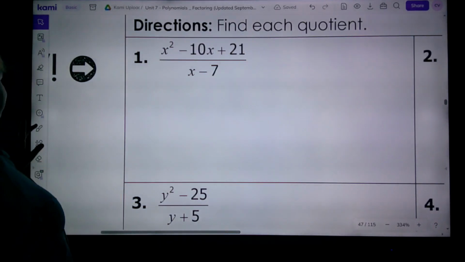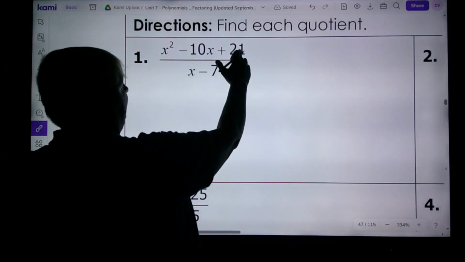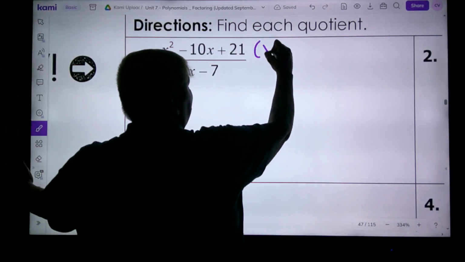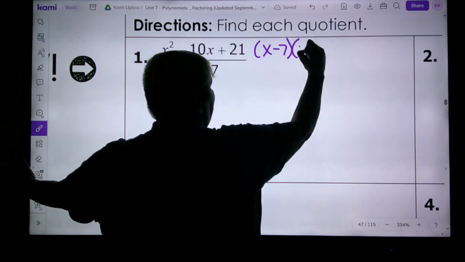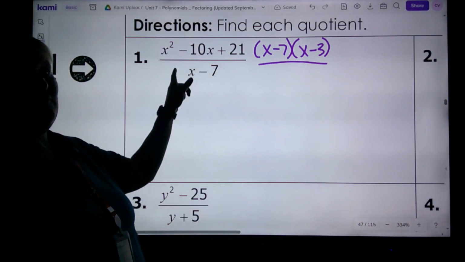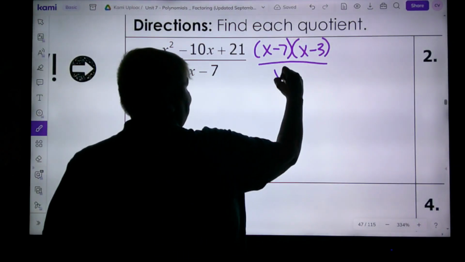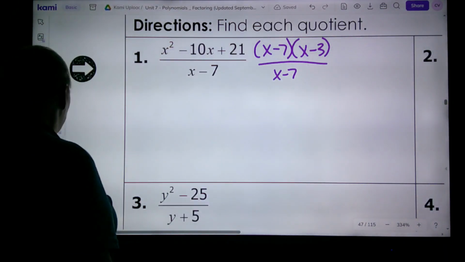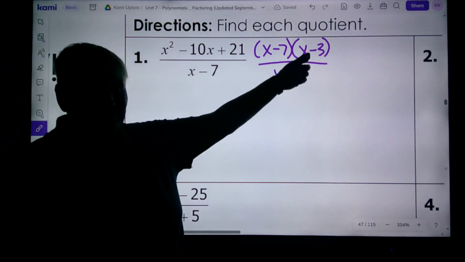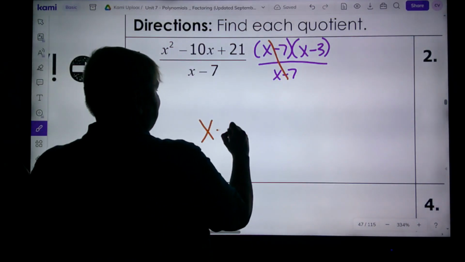Okay, so first you have to factor each one. Again, figuring out which method is appropriate. 7 times 3 is 21. We need them both to be negative. X minus 7, x minus 3. Hint, if they're asking you to do this, the bottom one is one of your factors. So if you can't figure out what the factors are, this is your hint. You just have to figure out what the other factor is. X minus 3 is what's left.